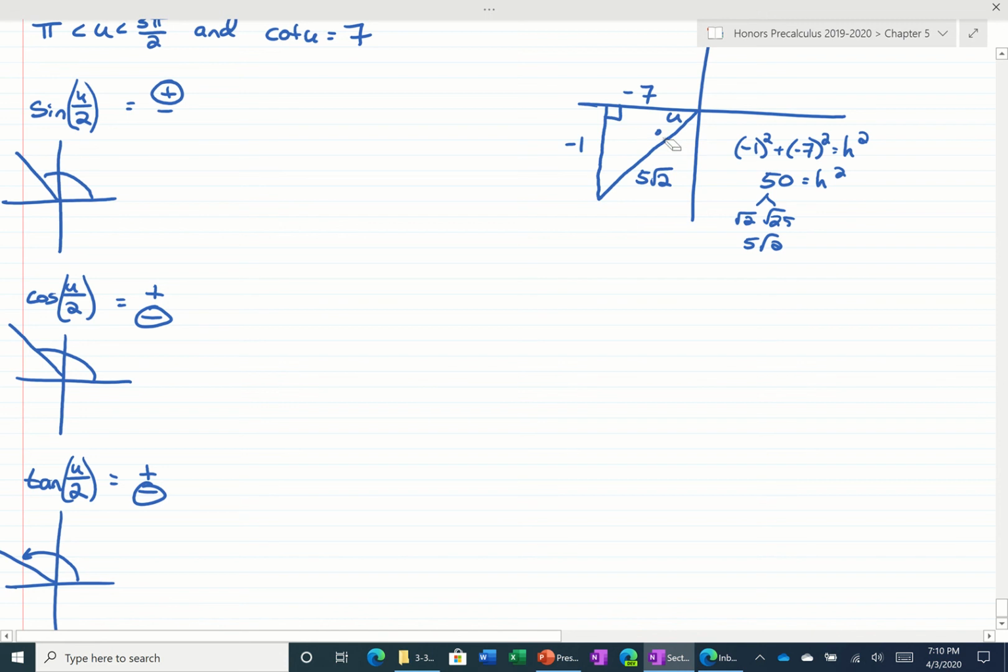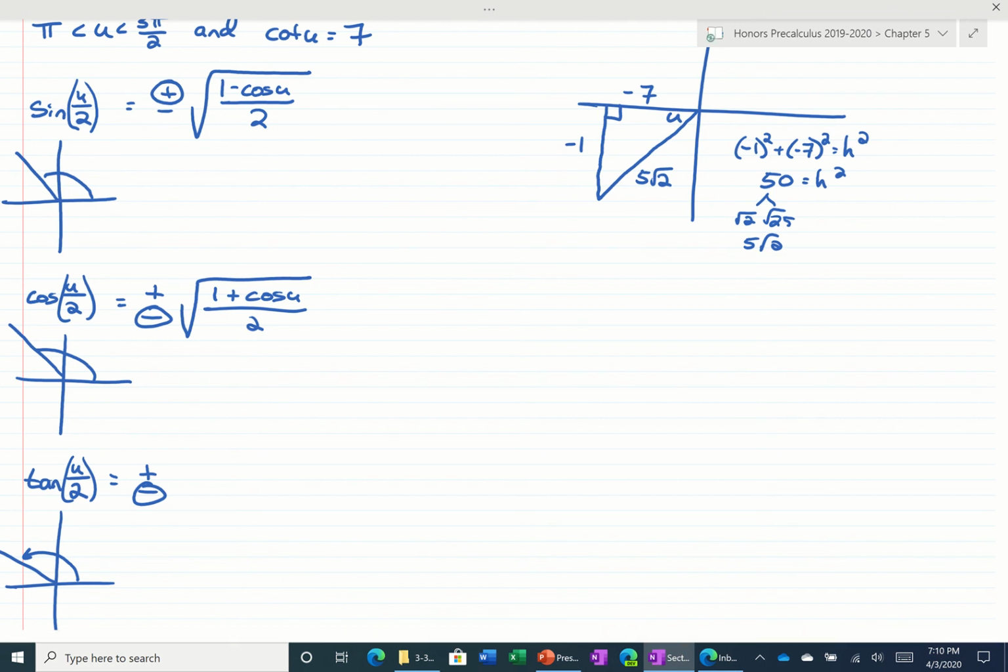So now that we know that, let's use the formulas. Sine of u over 2 would be the square root of 1 minus the cosine of u, divided by 2. Cosine would be the square root of 1 plus the cosine of u, divided by 2. And I'm going to use one of the other formulas for tangent. We don't need to worry about the plus or minus if we use one of the other formulas. So we could use 1 minus cosine over 1 plus cosine like we did before and make sure it's negative. But I'm just going to show you another way to do it. So let's maybe try using this formula.